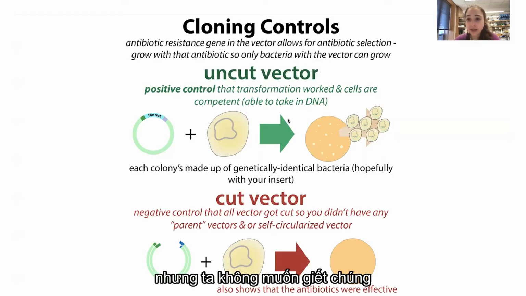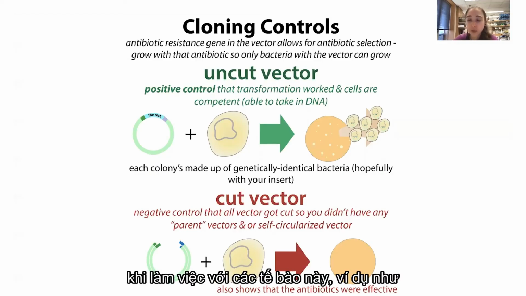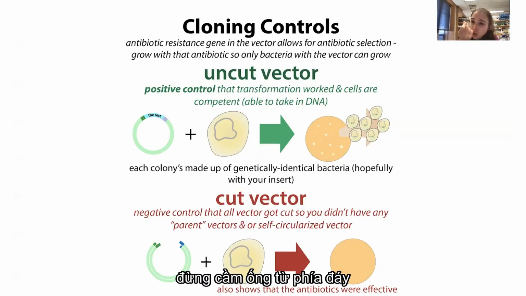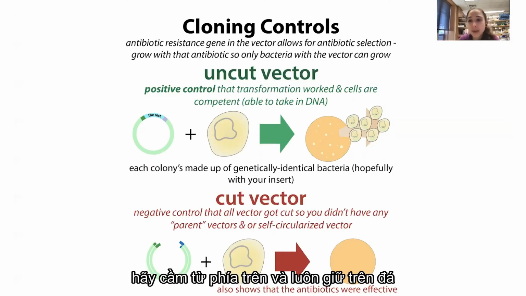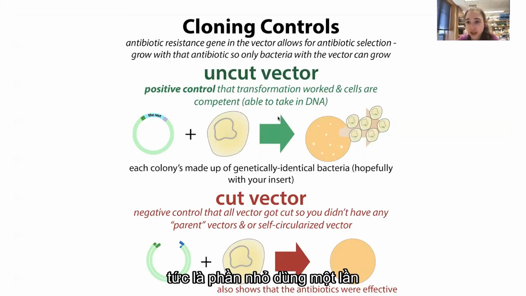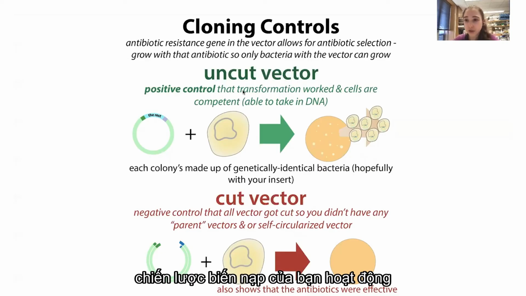But we don't want to kill them. So you have to be really, really careful when working with these cells. Don't hold the tube from the bottom, hold it from the top, and keep it on ice. Make aliquots, so really tiny single-use portions, the first time you open them. But because they're so weak, they can go bad. So you want to make sure that the cells are good and that your transformation strategy works.